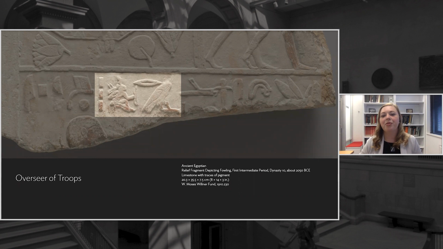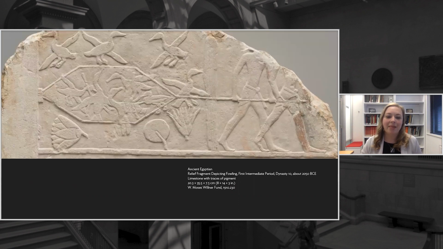As an example of how this aspect of writing was very much an art form in its own right, I've highlighted here one of Ipi's many titles, the Overseer of the Army. So here you see the 2 signs, the owl and the mouth that form the word overseer, followed by a kneeling archer equipped with a bow and arrows and a feather on his head, the writing of the word troops. So even though we just have here text that is meant to be read, it's still very artistic in its approach.